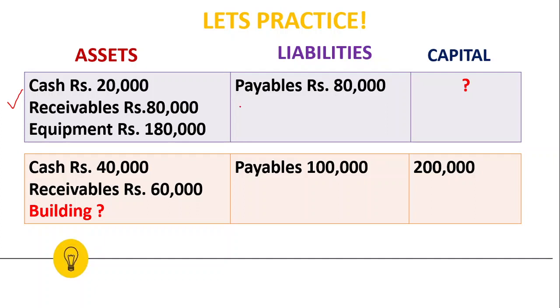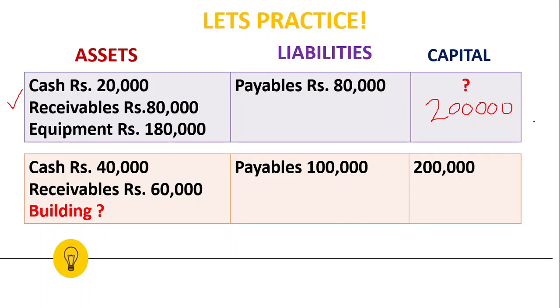That means the value of the capital was 2 lakh. So when you again take a total of both the sides, because assets are equal to liabilities and capital, you'll have 2,80,000 on both the sides. So we basically calculated the missing value in this example, which was capital, and we found it to be 2 lakh.